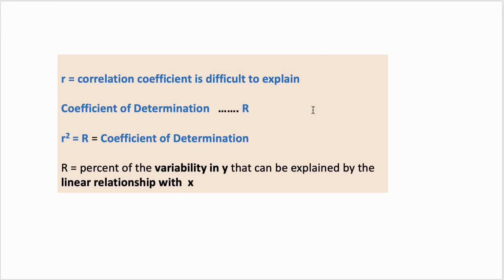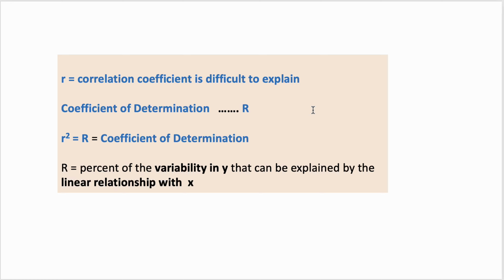So the truth of the matter is, for a correlation coefficient, to say that r equals negative 0.74 or positive 0.94, that's hard to explain. You can only use words like weak negative, strong positive. We want something that is a little bit more to the point.